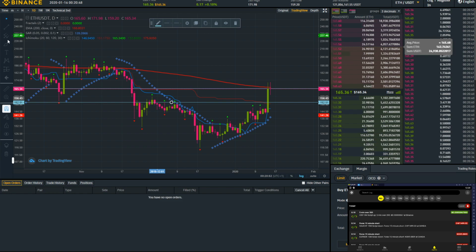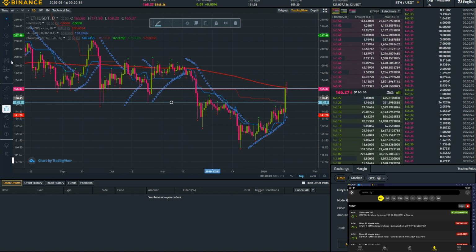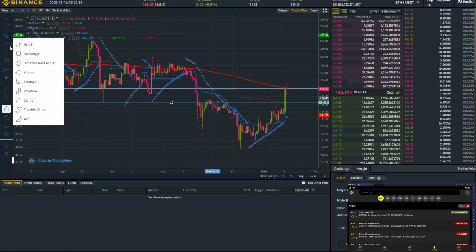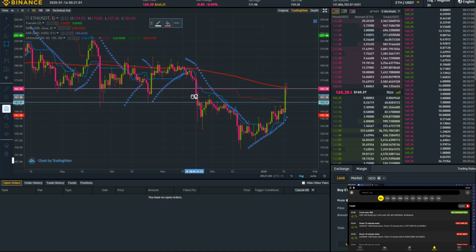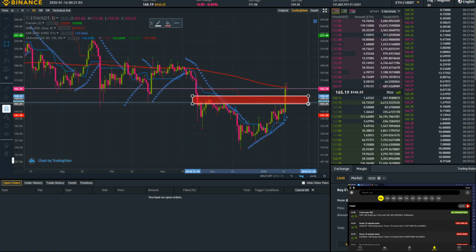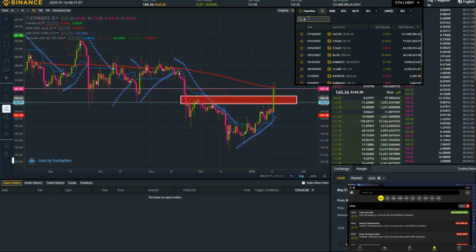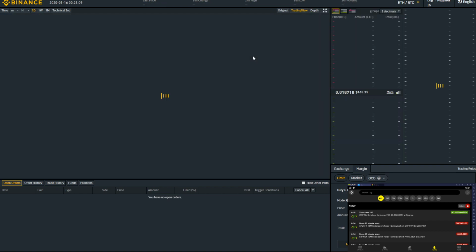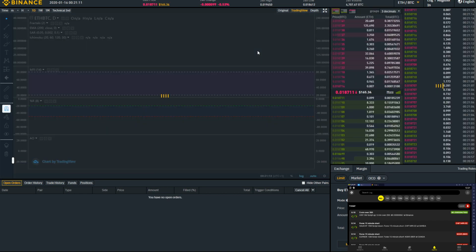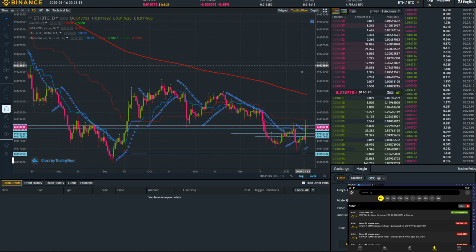So this is a clear bullish area for ETH. ETH BTC, same thing.